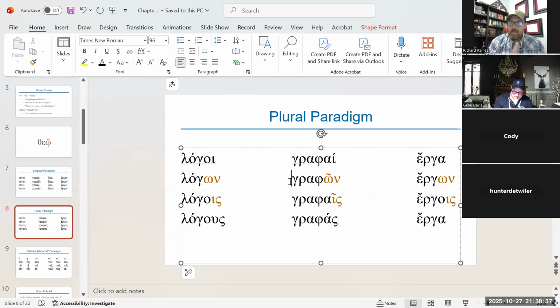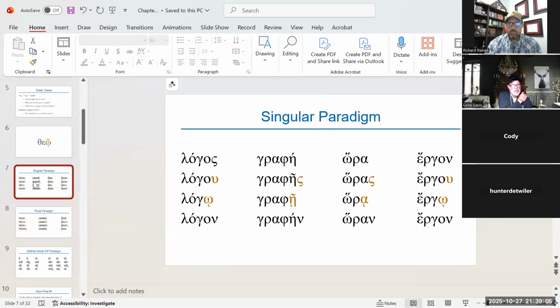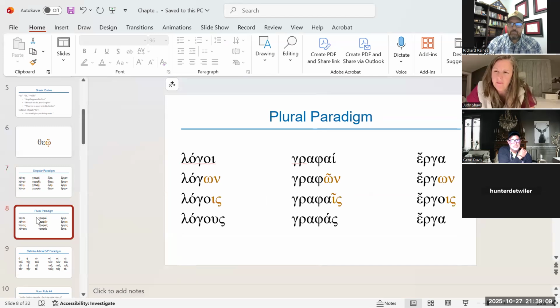So it would be of writings, because it's genitive and it's plural. Plural is more than one, so you'd always add an S to it. So graphone right here would be feminine, genitive, plural. You would translate it of writings. And what would be the lexical form? I'll go back to this slide. Graphe. Very good.